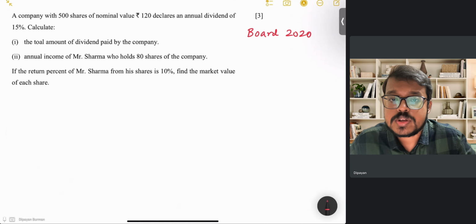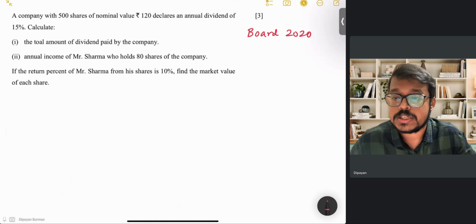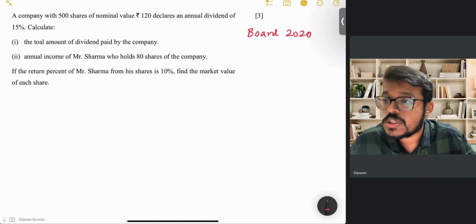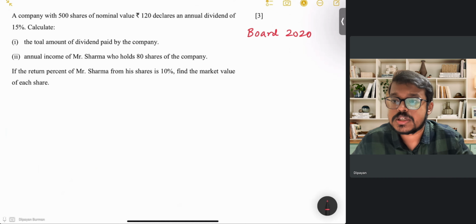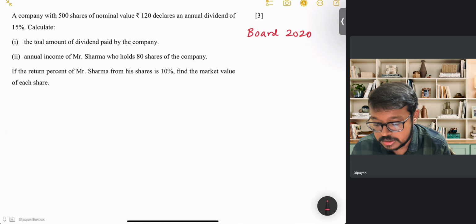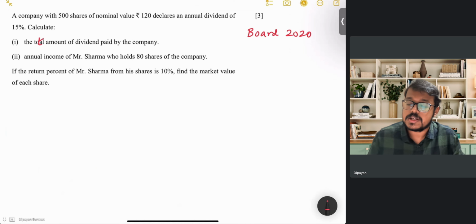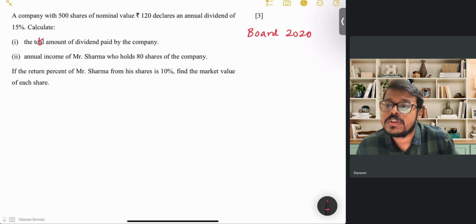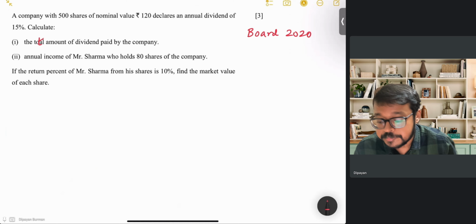So let's solve this question from board exam 2020. The question is that a company with 500 shares of nominal value 120 rupees declares an annual dividend of 15%. So first we need to calculate the total amount of dividend paid by the company. We'll look at the other parts after a bit.